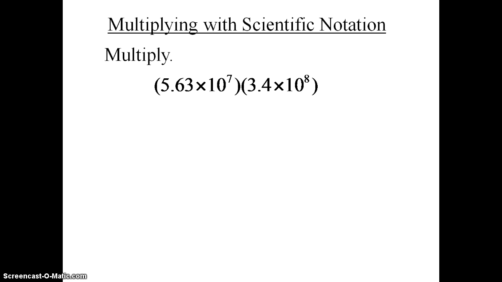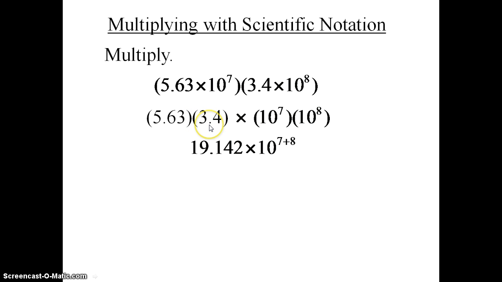So let's take a look at another one. 5.63 times 10 to the 7th multiplied by 3.4 times 10 to the 8th. Again, we want to collect our terms, 5.63 and 3.4. Again, it's like the commutative property of multiplication. And then again, we're going to pair together our powers, 10 to the 7th times 10 to the 8th. So if we multiply 5.63 times 3.4, we end up with 19.142 times 10 to the 7 plus 8. Again, we have the same base, so we add the exponents.